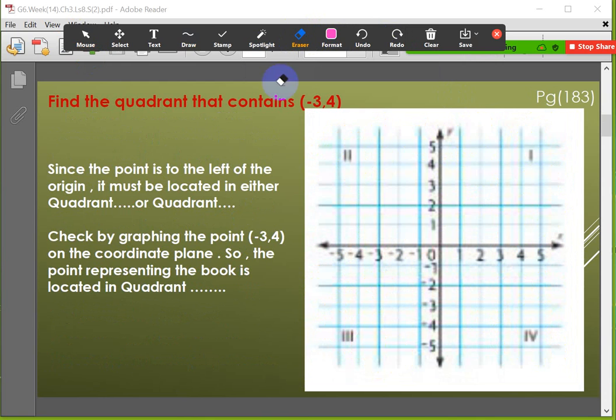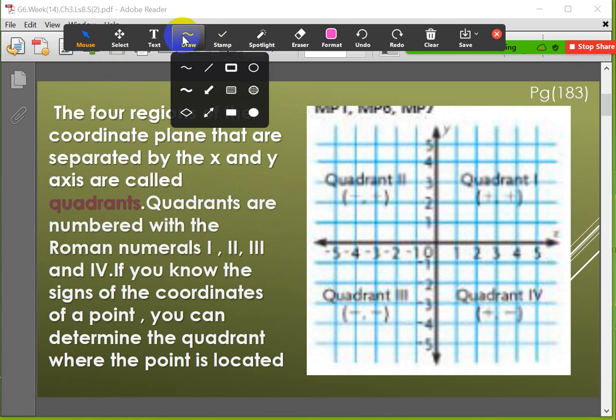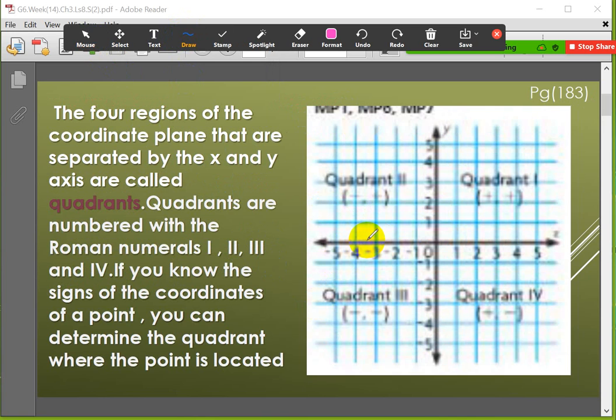Look at this coordinate plane. This coordinate plane is already divided into 4 quadrants. This is the first one. Look at the number. This is the second one. This is the third one, and this is the fourth one. Okay? So find the quadrant that contains (-3, +4). The x is negative and the y is positive. If we return to the last one, the x is negative and the y is positive.